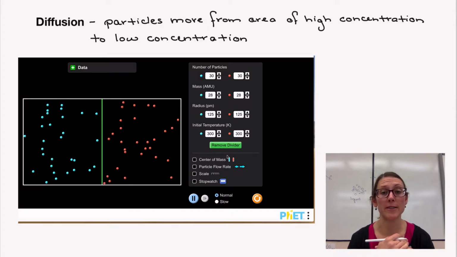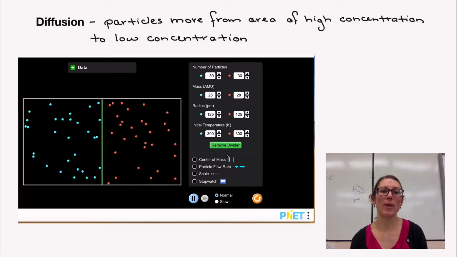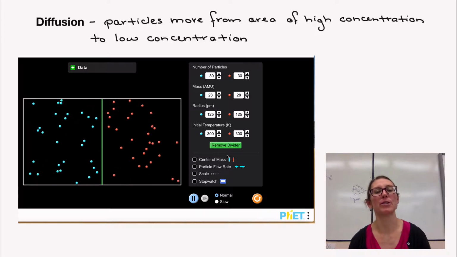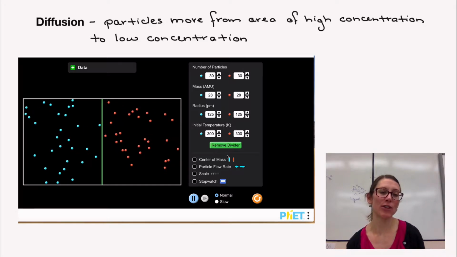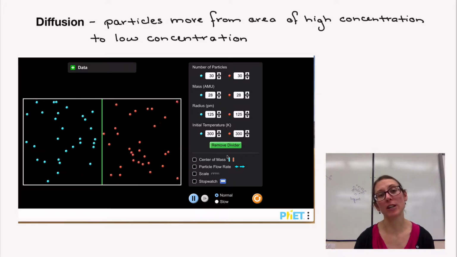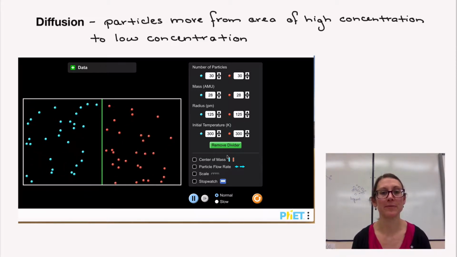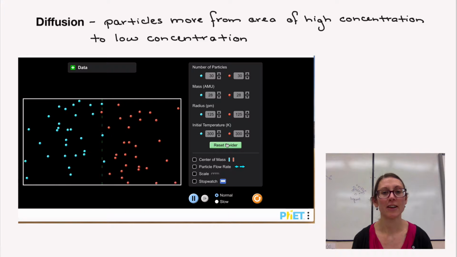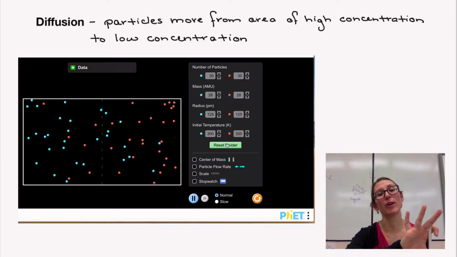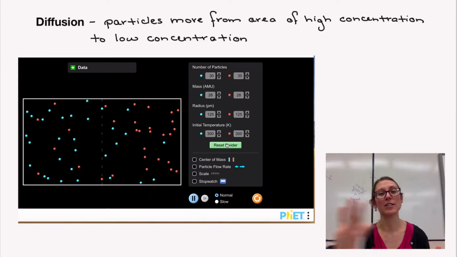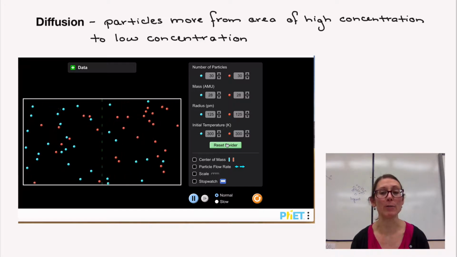So here's another PhET sim. This is their diffusion sim. In this case, we see that on one side we have blue particles and on the other side we have red particles. And right now they're separated. Let's focus on the blue ones. The blue ones have a high concentration on the left side and a lower concentration on the right side. If I remove that divider, very quickly, because of the random motion, those blue particles spread out from where they were super concentrated on the left into where they were less concentrated on the right. And that's going to happen until everything's equally mixed.